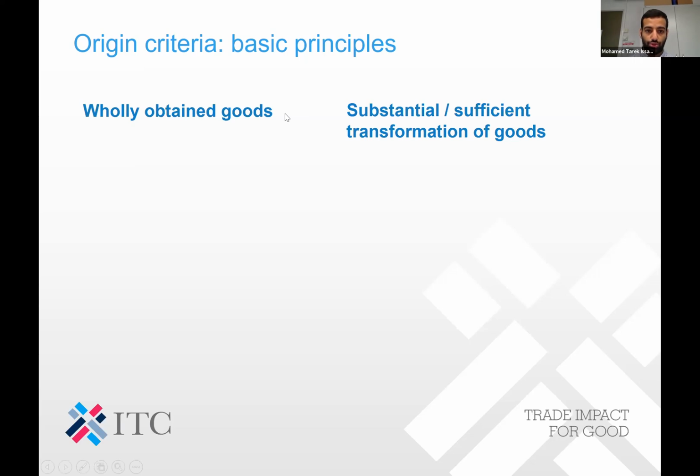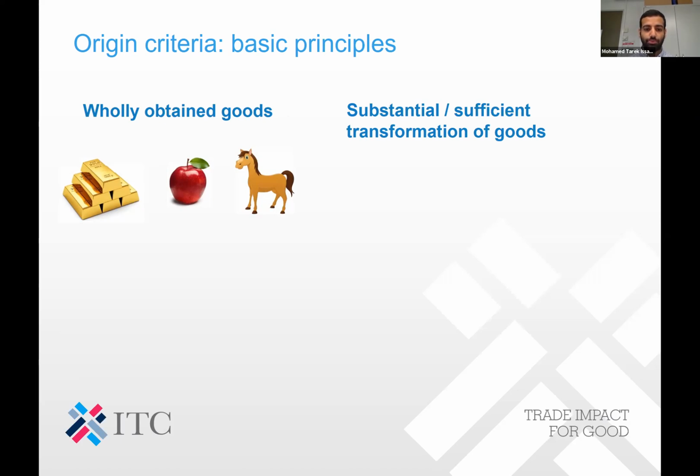So let's start with wholly obtained goods. It's a very straightforward example. If I have an apple, and this is the same for most agricultural goods, and the apple has grown in Spain, then the origin is Spain.